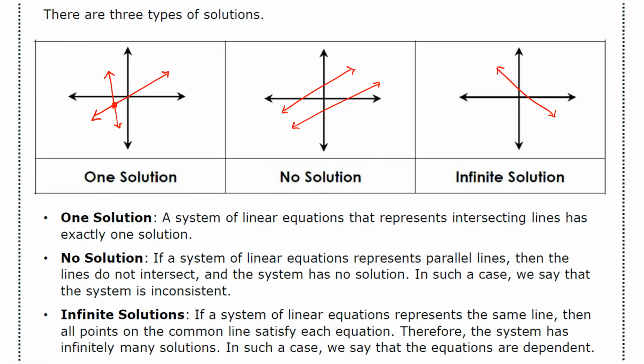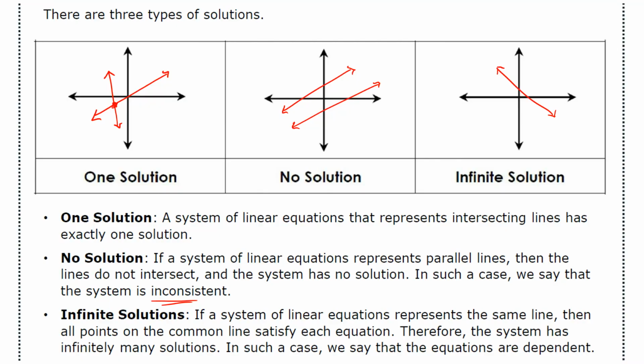In one solution, a system of linear equations that represents intersecting lines would have one solution. No solution is where, if a system of linear equations represents parallel lines, then the lines do not intersect and the system has no solution. In such a case, we call this system inconsistent, and we'll be looking at that more in an upcoming section.